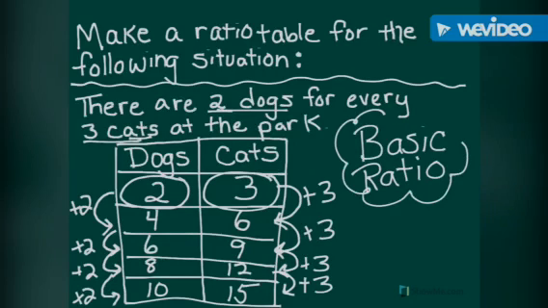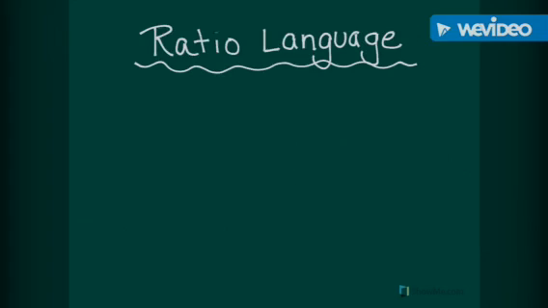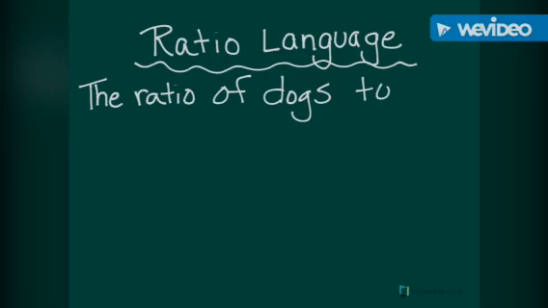So let's look at that basic ratio and see how we can write it. We're going to write it using ratio language. So for example, we could write a sentence. The ratio of dogs to cats is 2. Then I'm going to use the word to 5.